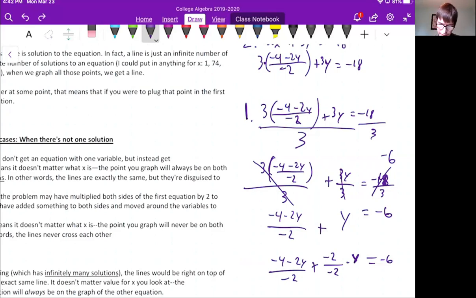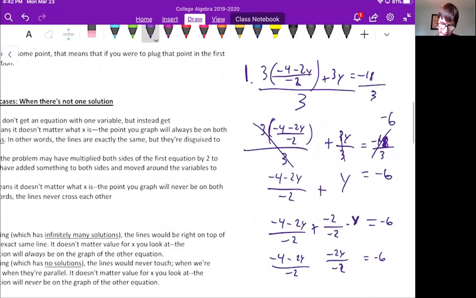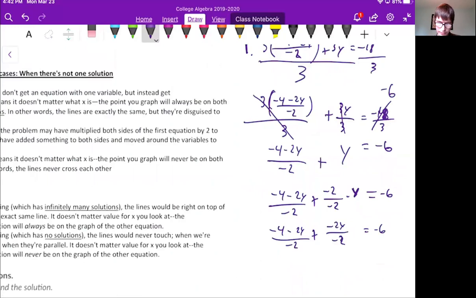Okay, so -2 times y is -2y over -2. On the side, we still have -4 minus 2y over -2. This equals -6, and we need to add them together. So we get -4 minus 2y minus 2y, all of that over -2, which equals -6. Minus 2y minus 2y comes together to make -4y. So we have -4 minus 4y.